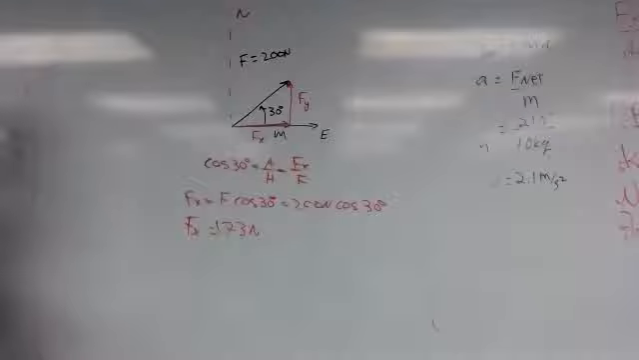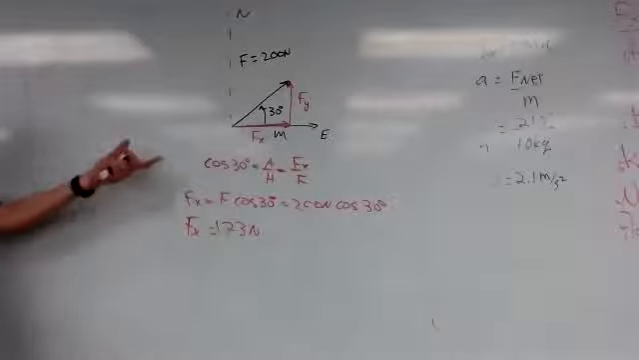So to find the northward component, it's just sine. What's the sine of 30 degrees? Opposite. What's its value? What's the sine of 30 degrees? 0.5. And so it'd be 100 newtons.